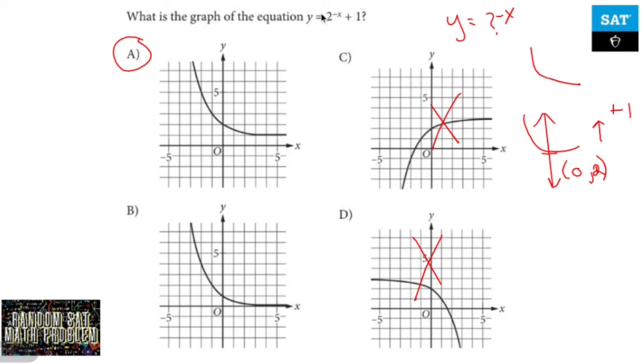And if worse comes to worse, you can always make an XY table and plug things in and see what happens. You would find out that if I plug in 0, I would get 2 to the negative 0, which is 1, plus 1 is 2. And that's the guy that I want.